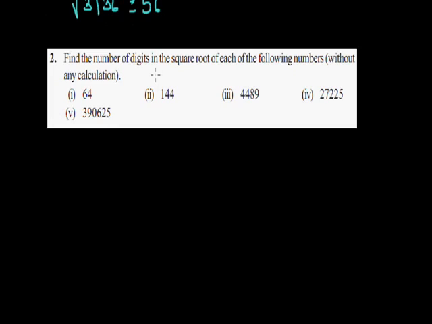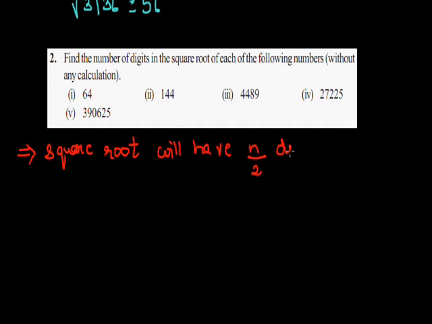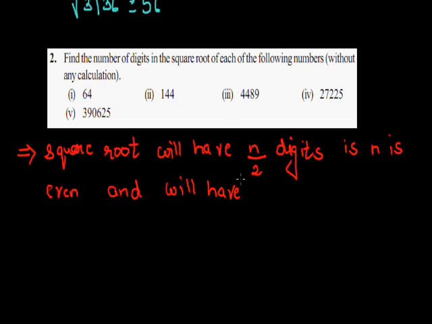Okay, the second question. Find the number of digits in the square root of each of the following numbers without any calculation. Now, without using calculation, I have to find the number of digits of the square root of the given numbers. So the basic rule involved in this is the square root will have n by 2 digits if n is even, and it will have (n plus 1) by 2 digits if n is odd.